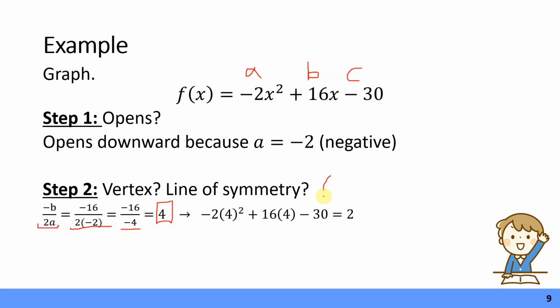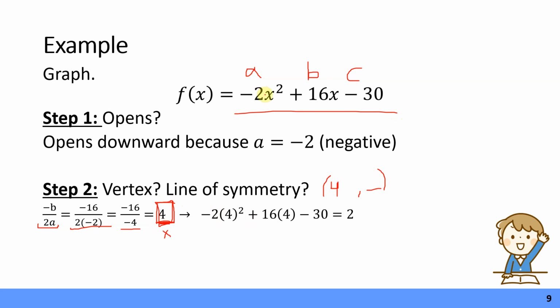Now, if you remember, the vertex is always 2 points. We need an x and we need a y. The answer that you get right here from the negative b over 2a is your x value. So I'm going to come over here, and I already know the x value of my vertex. I am still missing the y. So what you do now is that whatever x value you got, all you have to do is come back and substitute it into the formula.